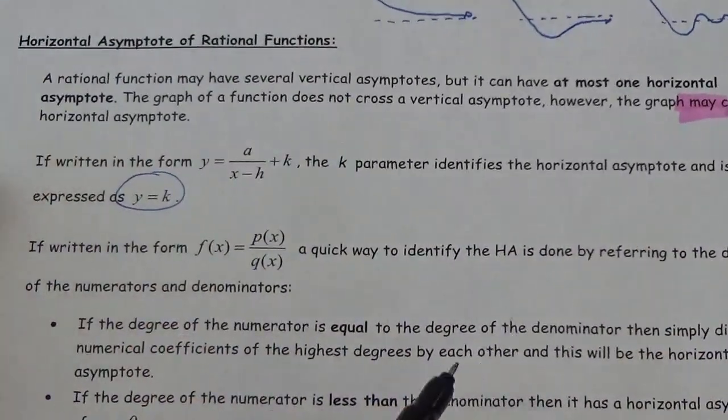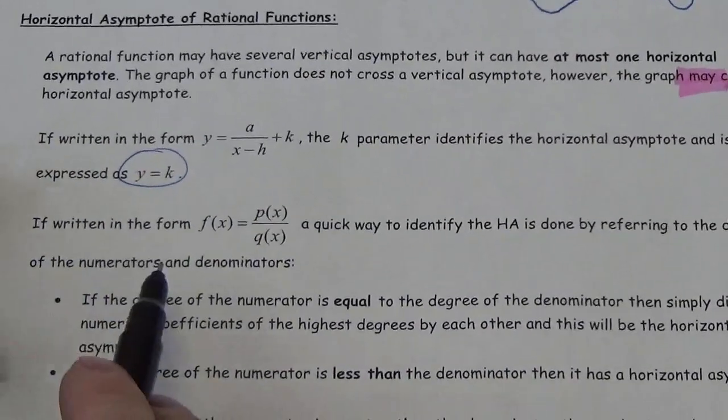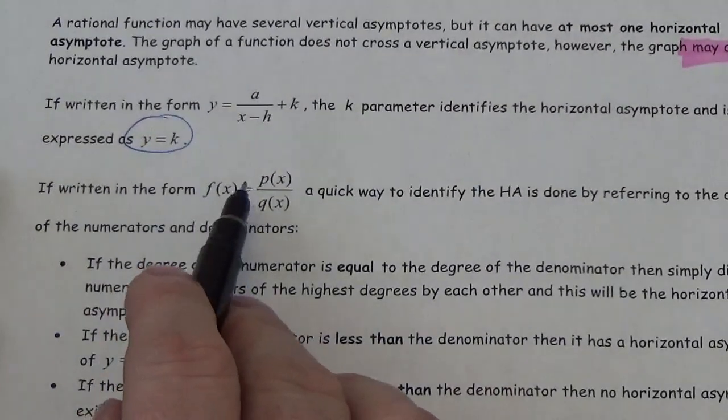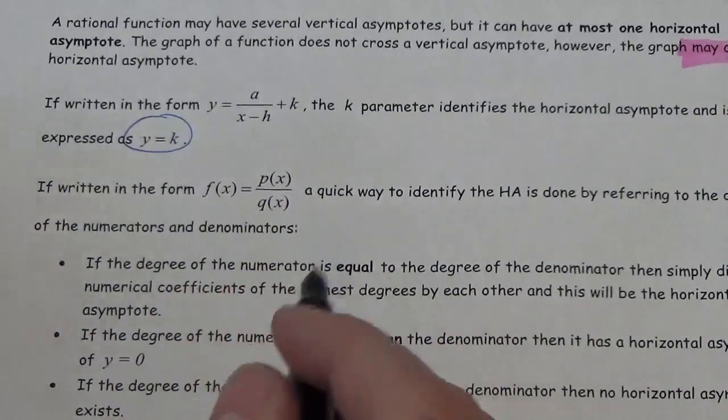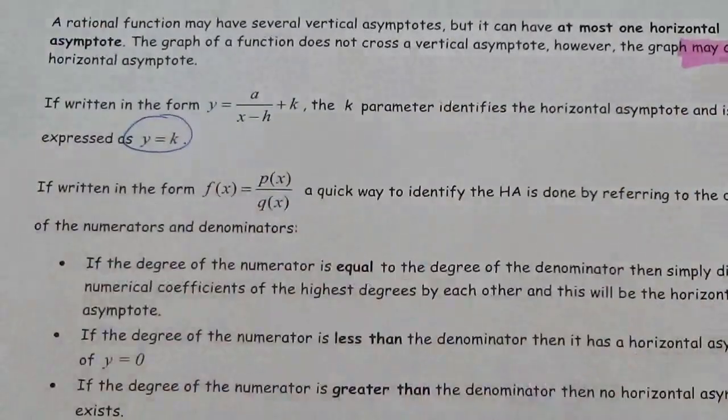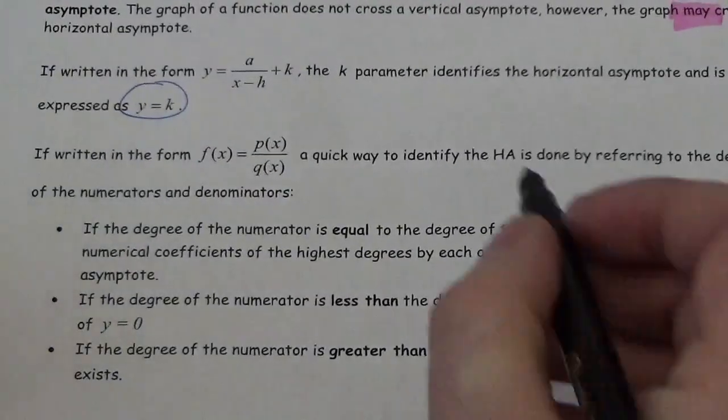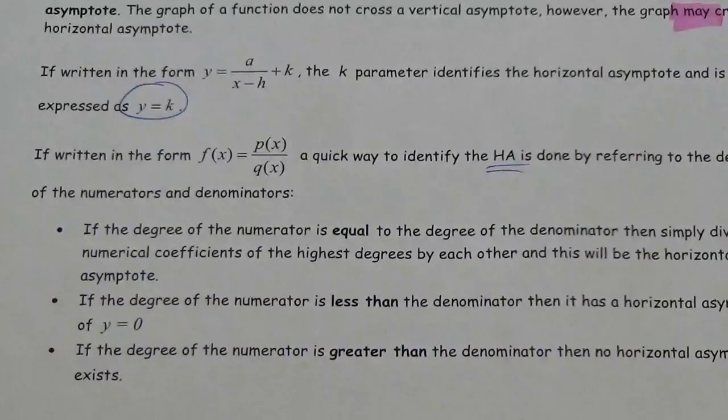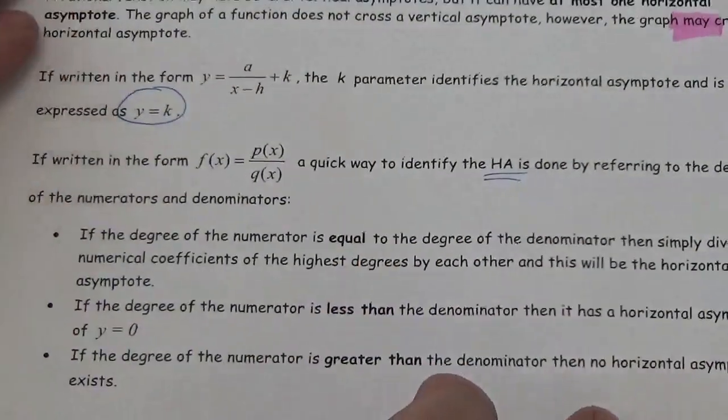Now, if it's written in the form f of x equals p of x over q of x, polynomial over polynomial, we do have a bit of a shortcut. There is a little rule that you can follow for determining the horizontal asymptote. We're going to explain it to you right here.